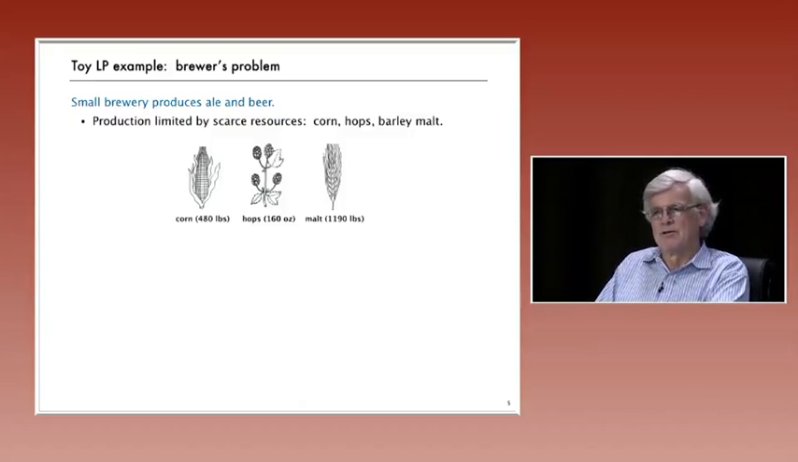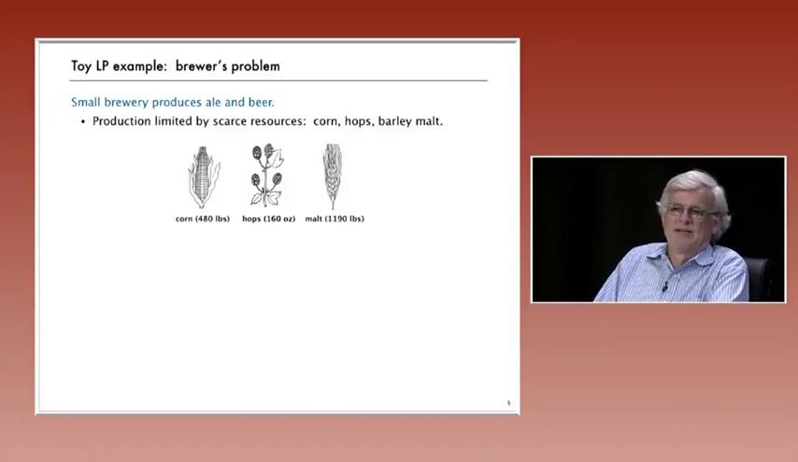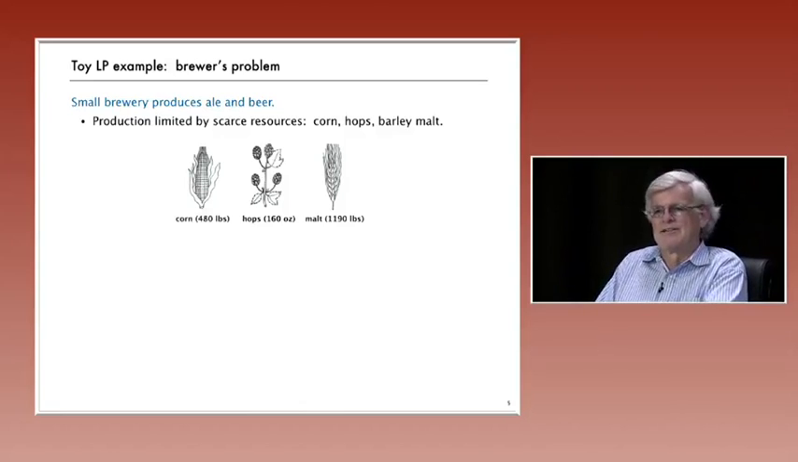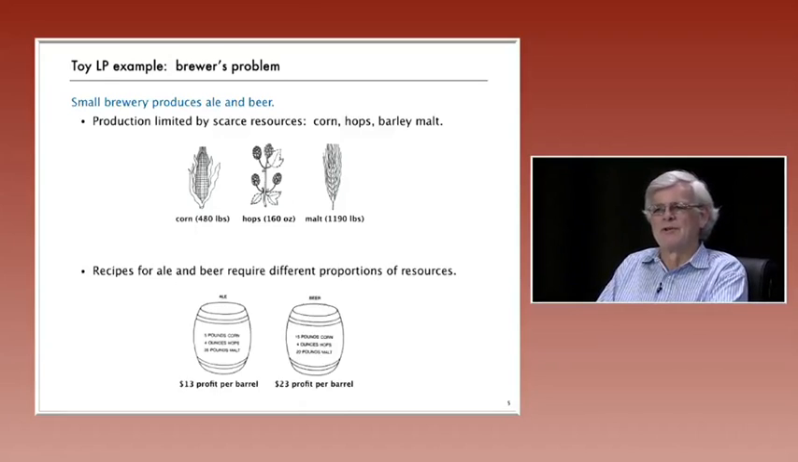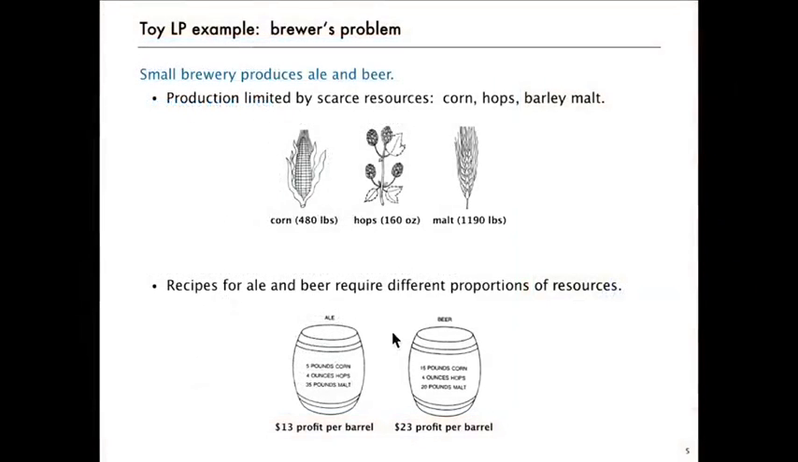Now, there's raw materials that go into both ale and beer. There's a few other things, but the main ones are corn, hops and malt. And the brewery has a certain amount of each one. Say it's got 480 pounds of corn, 160 ounces of hops, and 1,190 pounds of malt. So that's the resources that are available. Now, they know how to make two things. They know how to make ale, and they know how to make beer. And there's a recipe for the ale and the beer that uses these scarce resources.